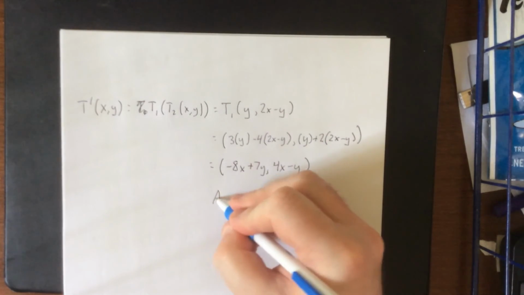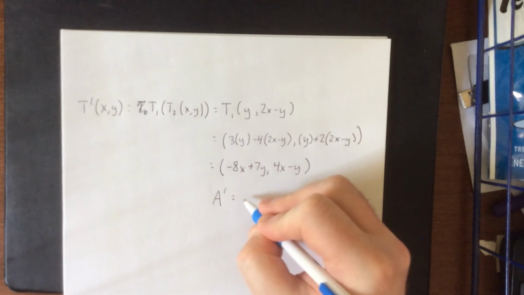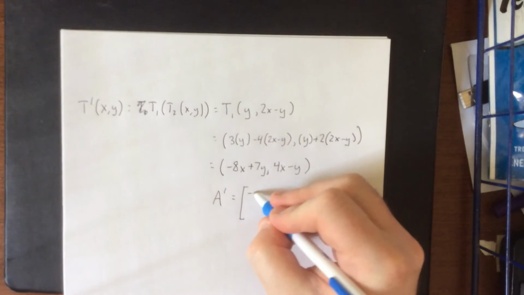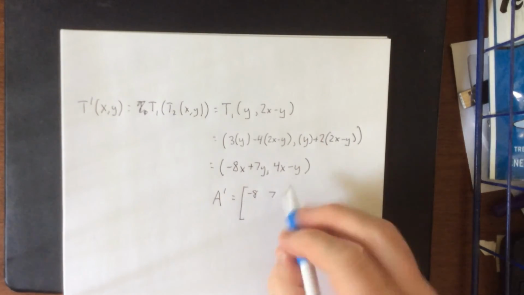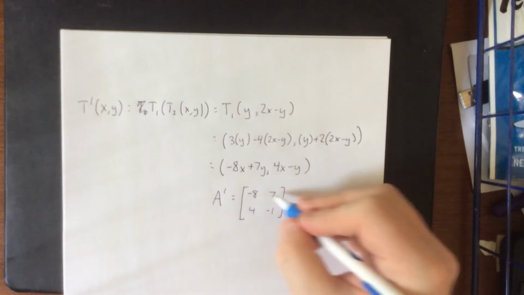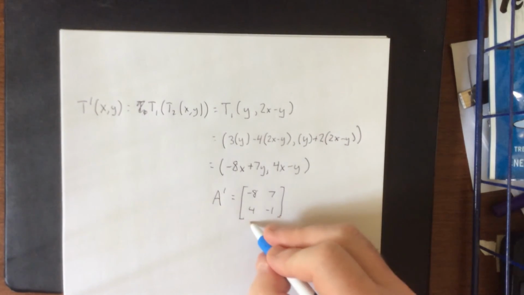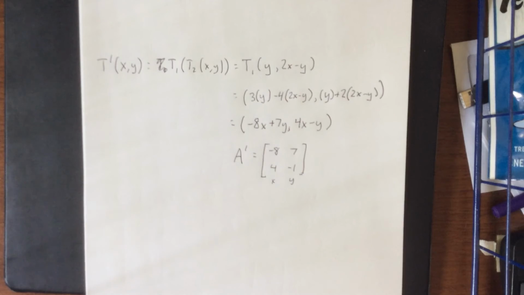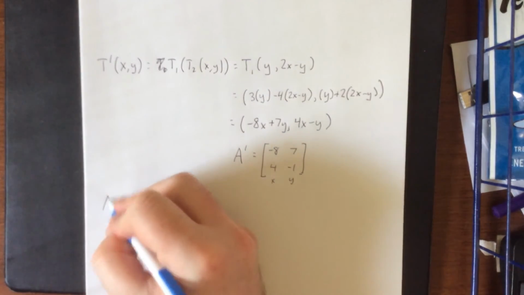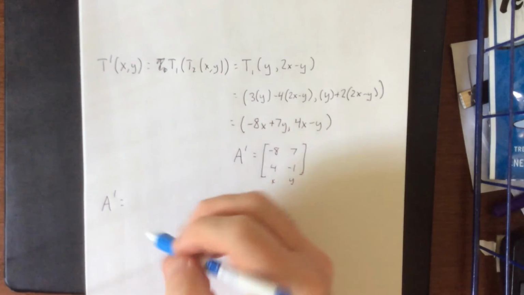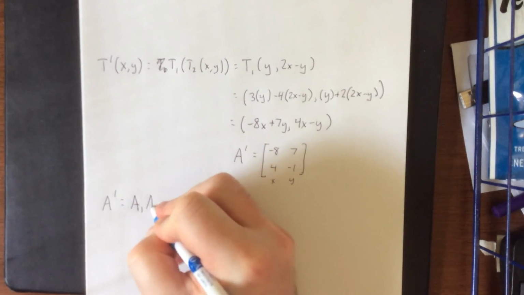Interpreting this in terms of a matrix, which we referred to as A prime just a moment ago, the first component is negative 8x plus 7y, and the second component is 4x minus 1y. So really the rows are representing the different components and the columns are representing the coefficients of the variables x and y. Now the alternative way to do this, since we already have the matrices of the transformations, is we could also say that A prime is equal to, we write it in the same order as what we see here, A1 multiplied by A2.